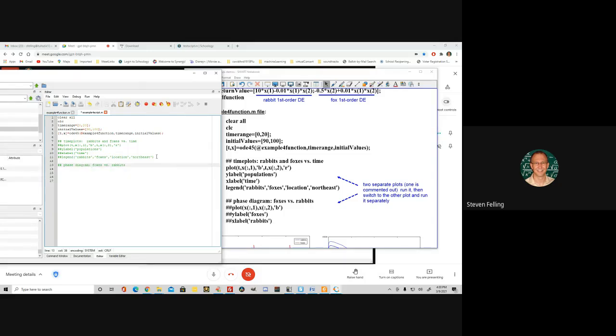Now, this is just a comment. I'm just labeling here. But what I'm going to put here is plot. Instead of having time on the x-axis, I want to use rabbits on the x-axis and foxes on the y-axis. So that would be plot x colon 1. And then let's put all the values in column 2, which is the foxes. And maybe I'll make the curve blue. Okay. And then I could label this. Let's make a y label foxes and x label rabbits. Okay, and then let's save that and run it.